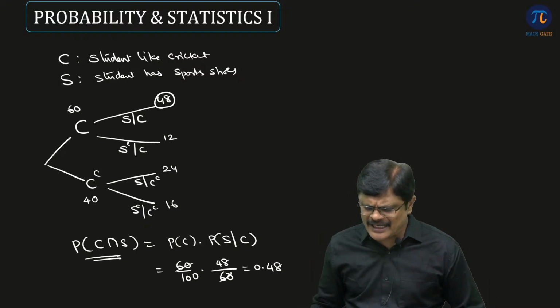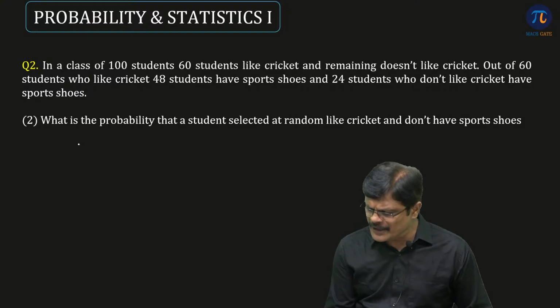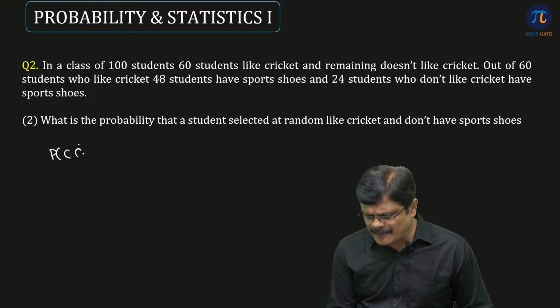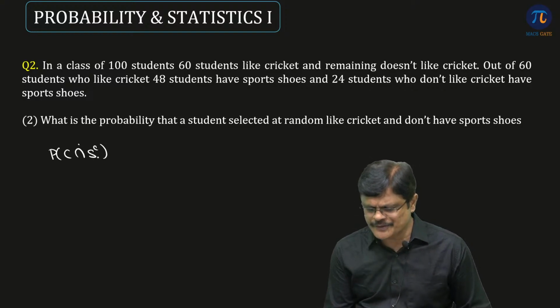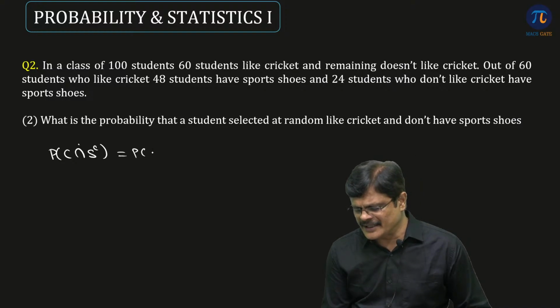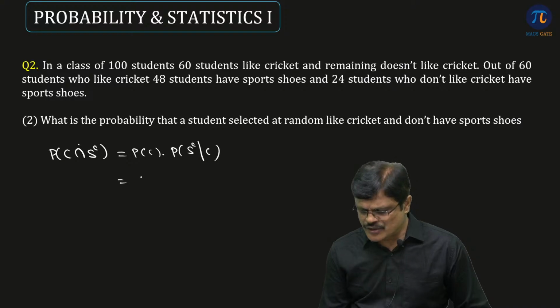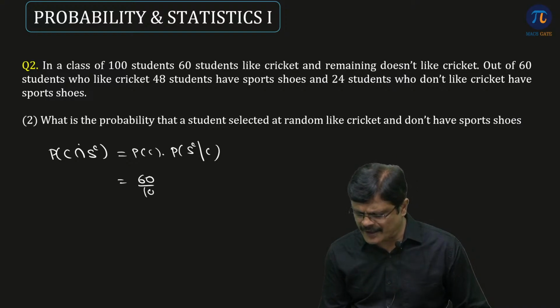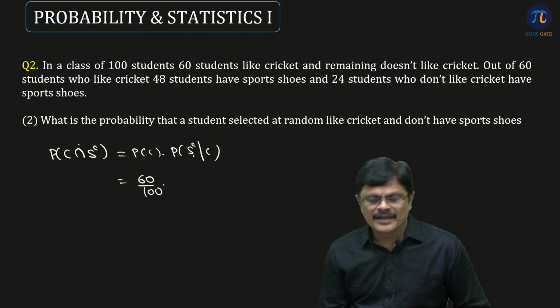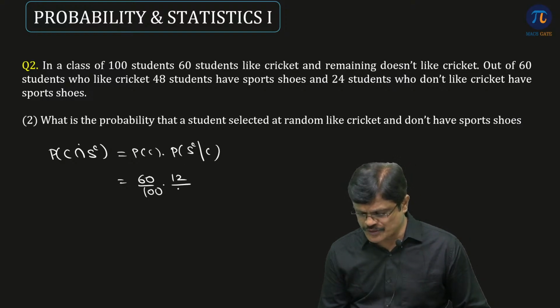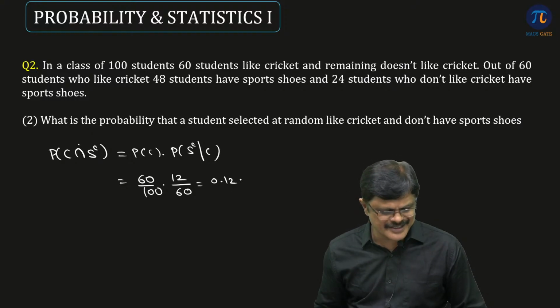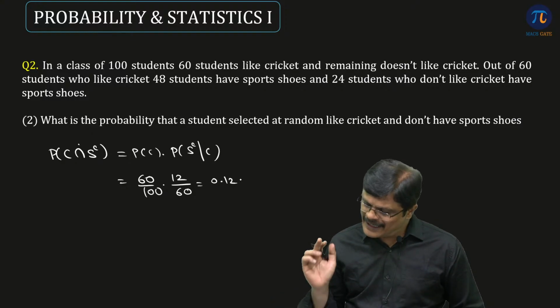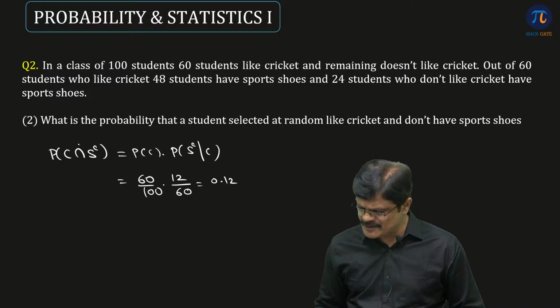Now I can ask you a different question, like, what is the probability that a student likes cricket but does not have sports shoes? So he likes cricket and he does not have sports shoes when he likes cricket. So likes cricket is 60 out of 100. And what about this? He is not having sports shoes. How many? 12 members are not having sports shoes, out of 60. So that is 0.12, my dear friends. So he likes cricket and does not have sports shoes is 0.12.